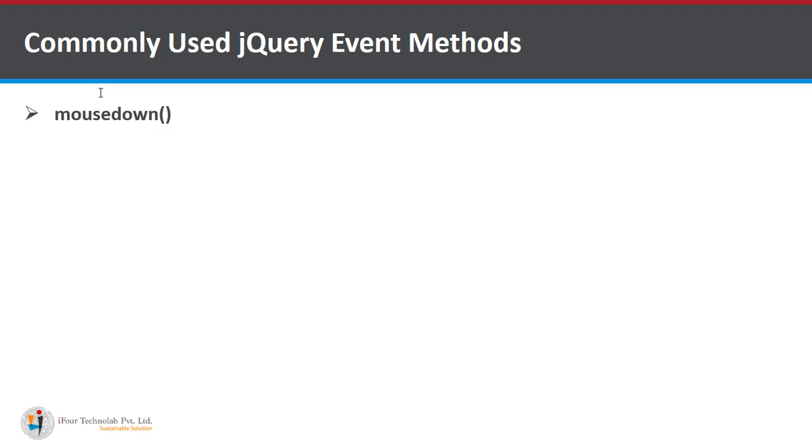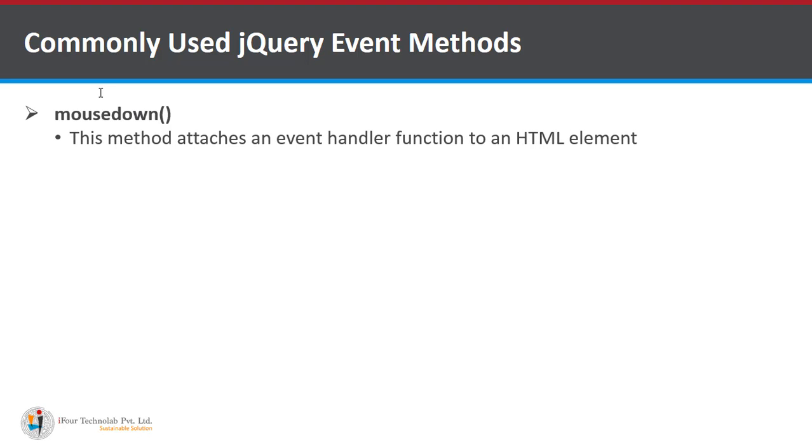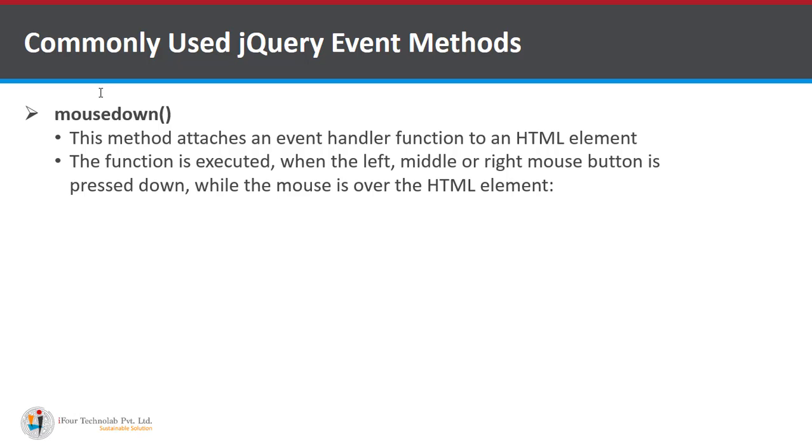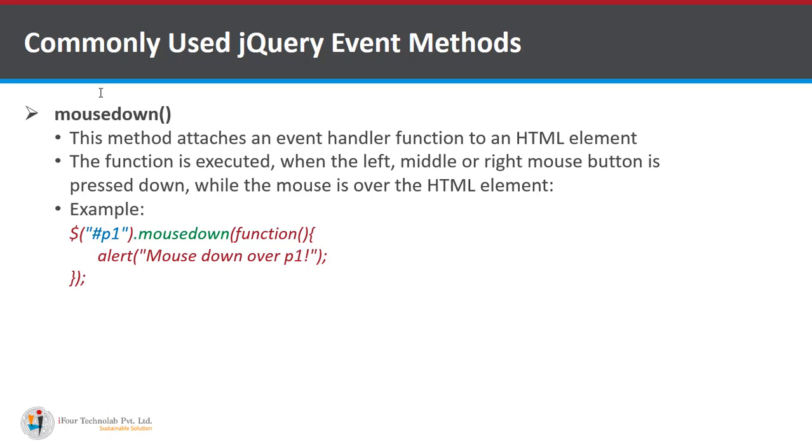Next one is mouse down. The function is executed when the left, middle or right mouse button is pressed down while the mouse is over the HTML element. The following example says when a mouse button is pressed down on a p1 element, it fires an alert. Example: $("#p1").mousedown function alert mouse down over p1.